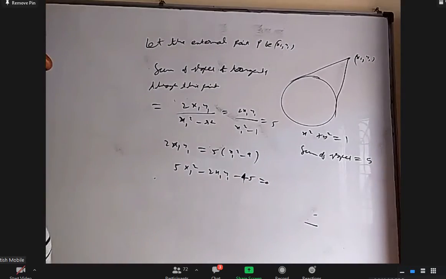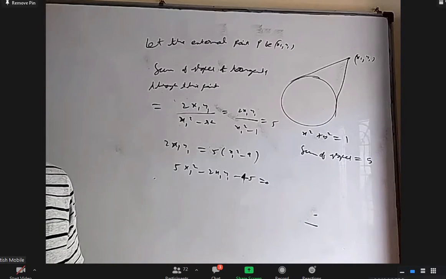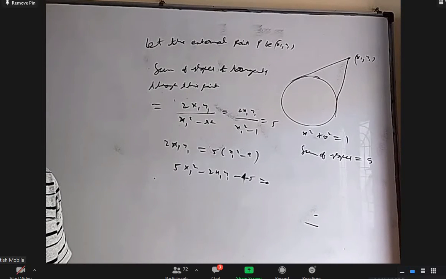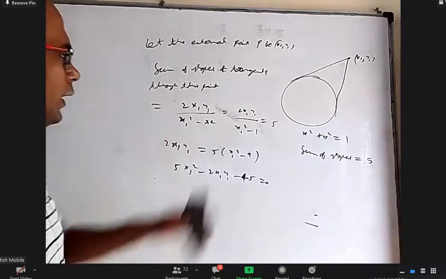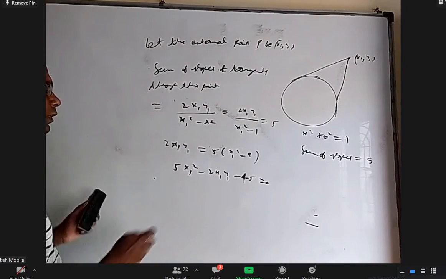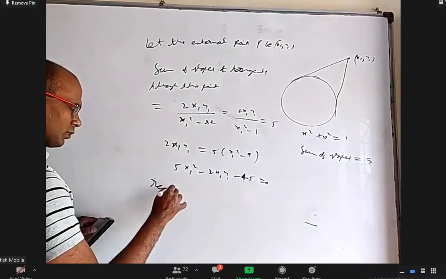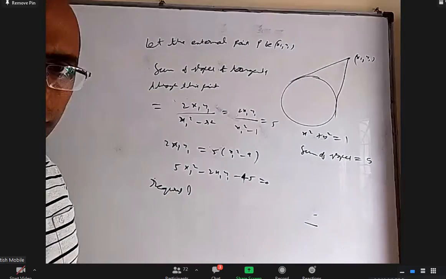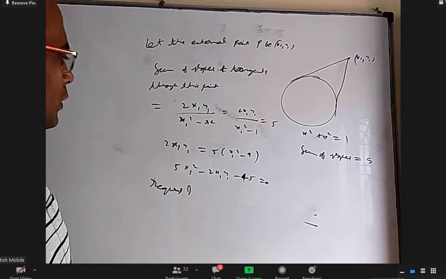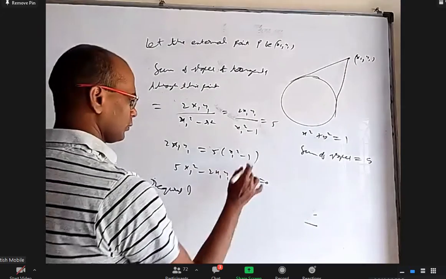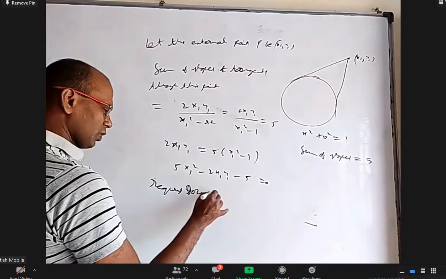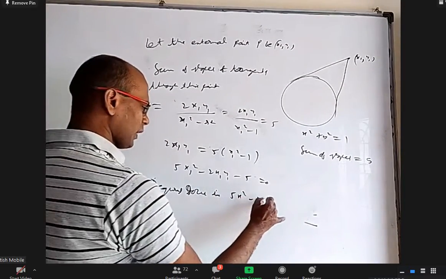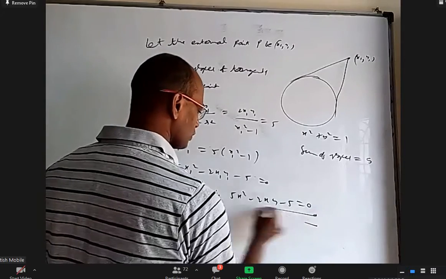What is the formula for the sum of the slopes? 2x1 y1 by (x1 square minus r square) only? Yes, sir. Okay. And that r square is 1, and I equate it to 5. That's it. The radius is 1, sir. Yeah, r is 1. So the required locus is 5x square minus 2xy minus 5 equal to 0.